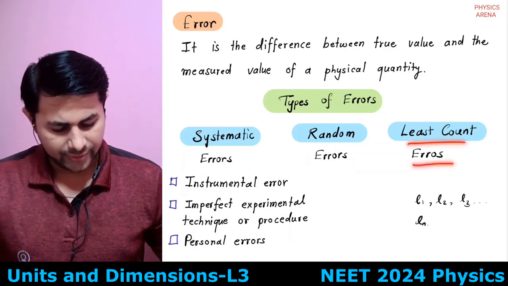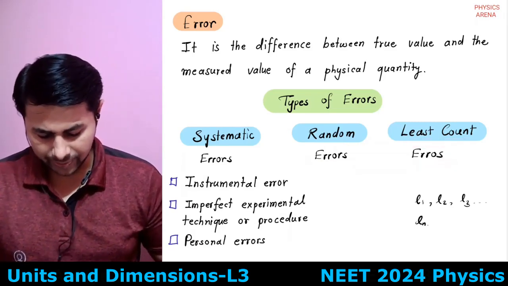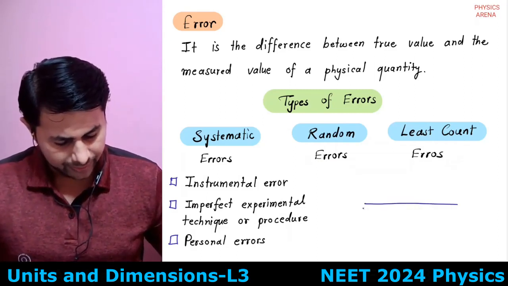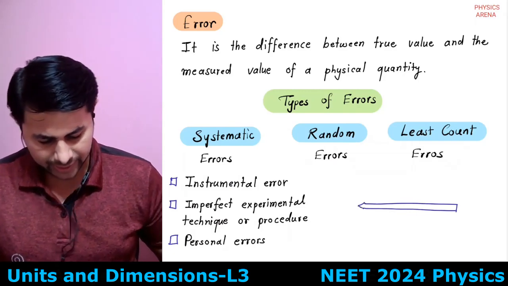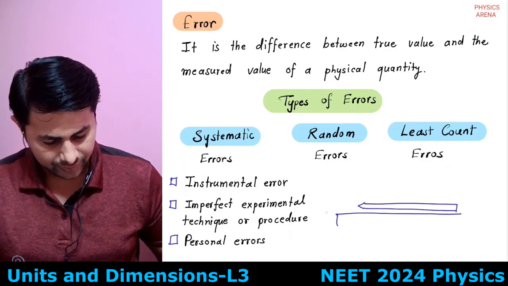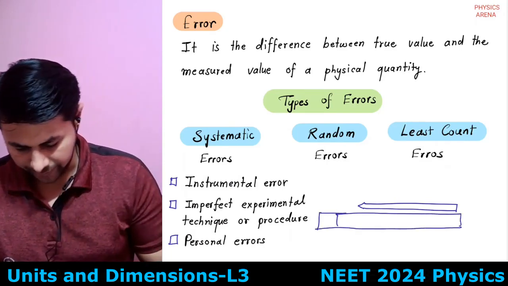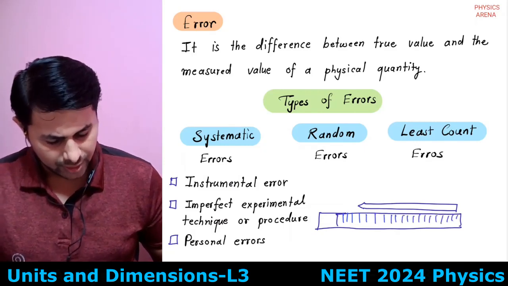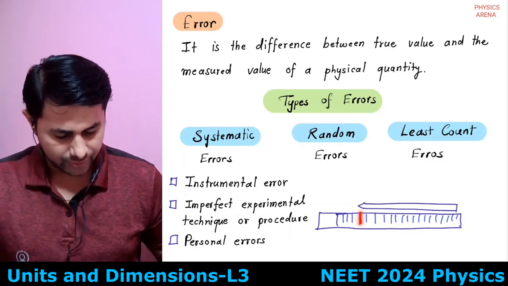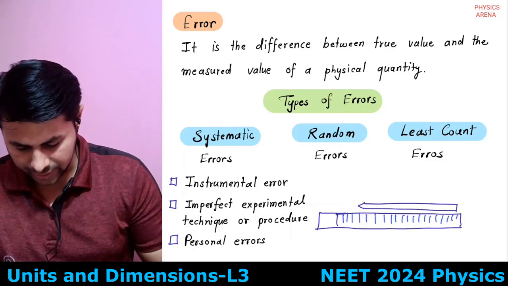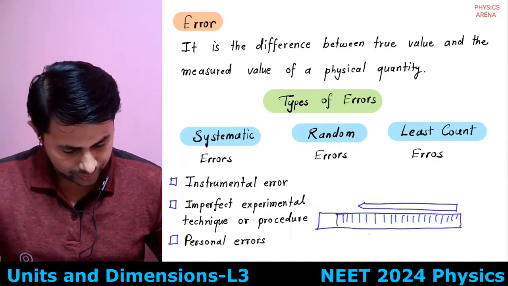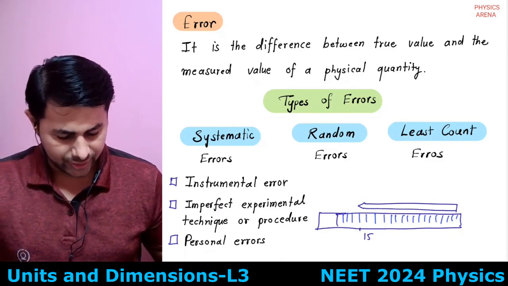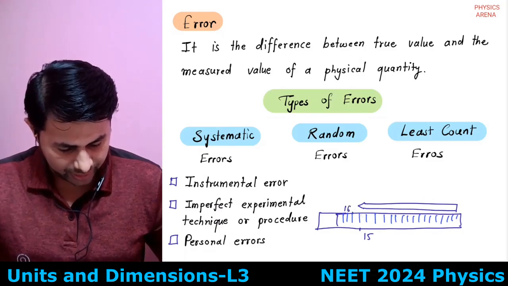And the last one is the least count error. Now, what is this? For an example, let's consider this example again, measuring the length of this pen. So let's say this is my pen, and I'm measuring its length. So this is my scale. It has some markings like this. Now you can see this reading over here. Let's say this is 1 centimeter, 2 centimeter, anything. So this reading, let's say, corresponds to 15 centimeters. So this is 16. And this is 16 point something. So this is, let's say, 15.5.